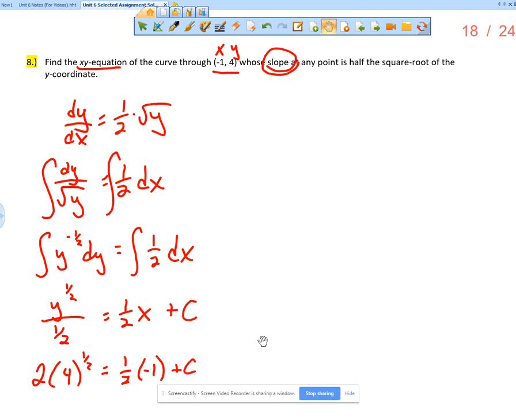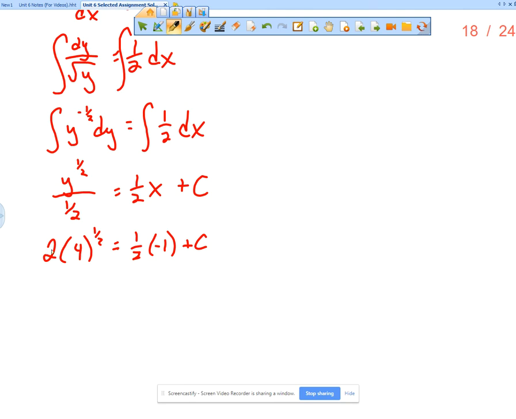All right, and so I want to solve for c. So I get 2 times 4 to the 1/2. 4 to the 1/2 means the square root of 4, so that's 2. 2 times 2 is 4 equals -1/2 plus c. So now I'm going to add 1/2 to both sides, sorry. And so I get that c is 4.5, or c is 9/2. And so that means 2y to the 1/2 equals 1/2 x plus 9/2.